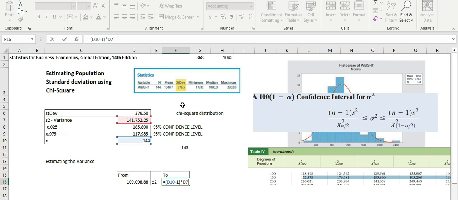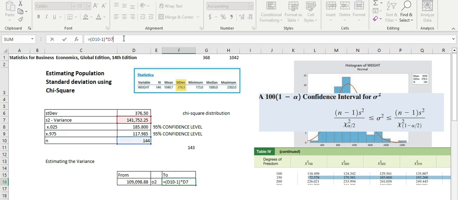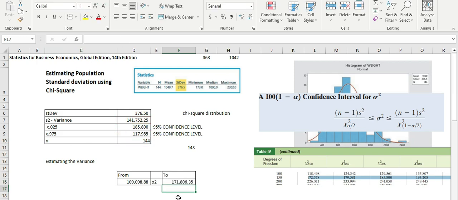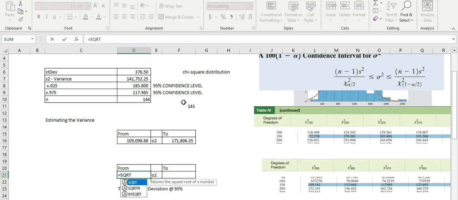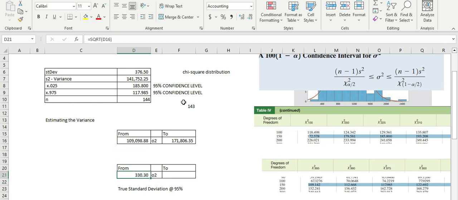Okay, so now we have the estimated variance, which is 109 to 171.35. Now that we have the variance, we'll compute for, by the way, this has already been computed. The computation for that is this one. This is square root again, SQRT, and this one. The same here.